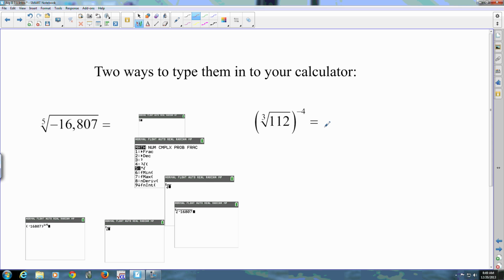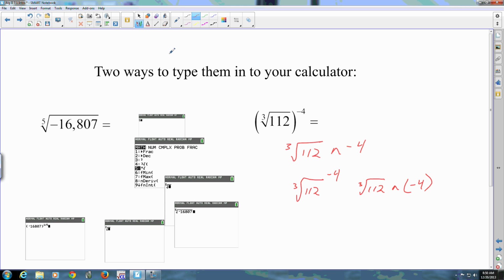This one, how could you type it in? You could type it just as you see it. You could choose option 4, and it would show the cube root. Then you go 112, then you hit caret and negative 4 and hit enter. On the newer versions of calculator, it will display it just like you see it. On the older versions, you can choose math option 4, just like that. To get the negative 4 to show up, you'll have to go cube root, 112, caret, parenthesis negative 4 to get that all to show up in the exponent, and then it will display it just like that. Okay.